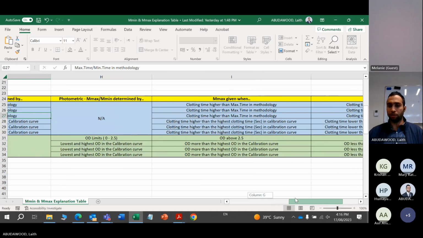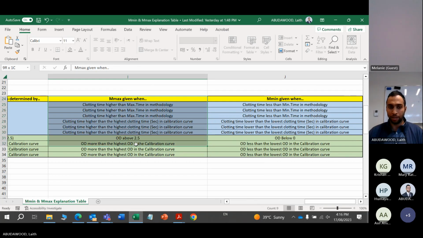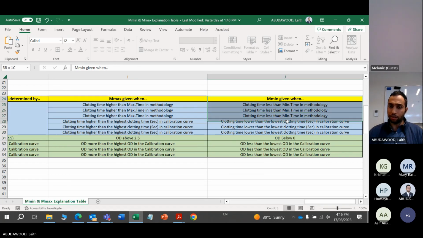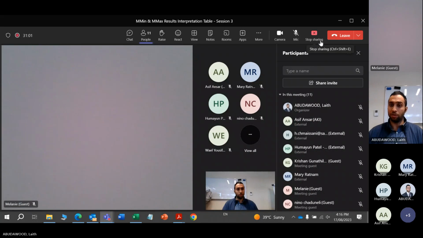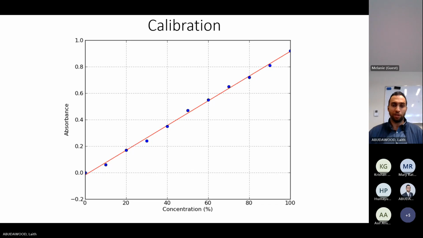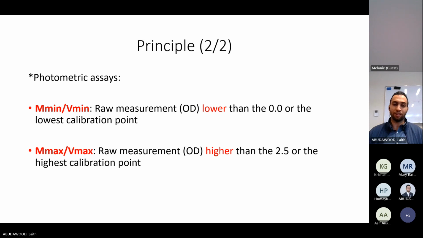Here is a little further explanation. When exactly do you get MMax, and when exactly do you get MMin? Any questions about this table? Is it clear for everyone? If it's not clear for anyone, please stop me and tell me, because it's important to understand that particular bit. So should I assume it's clear for everyone? Okay, then I will assume so.